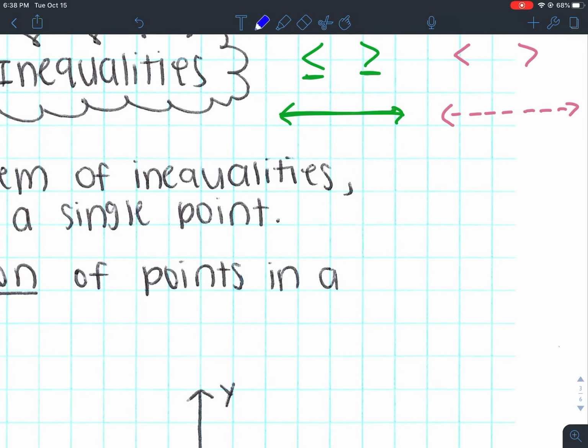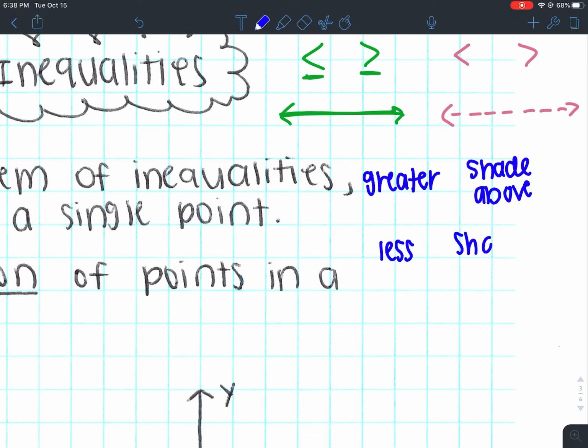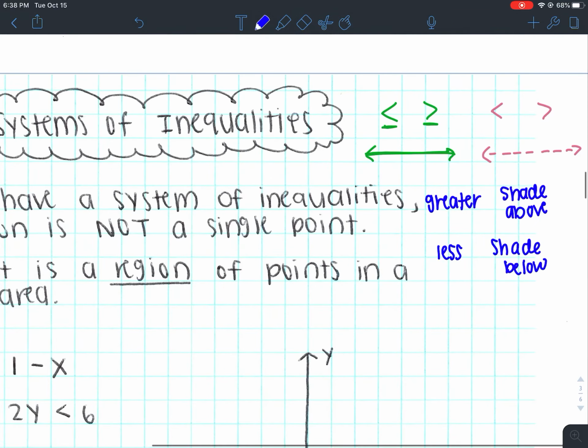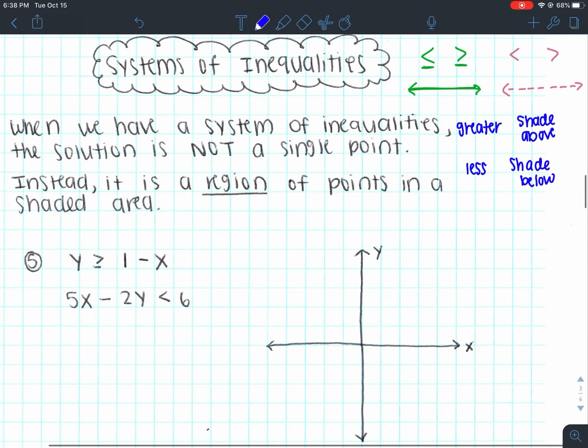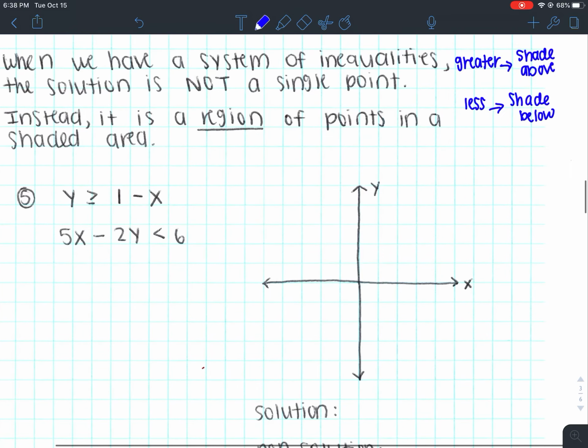Okay, and then if you have a greater than symbol, so if it's greater than, you shade above. If it's less than, you shade below. Right? So if someone's less than you, you shade below. They're below you. So you think, oh, less than me, shade below. So those are the two things that you need to think about as you're doing inequalities.